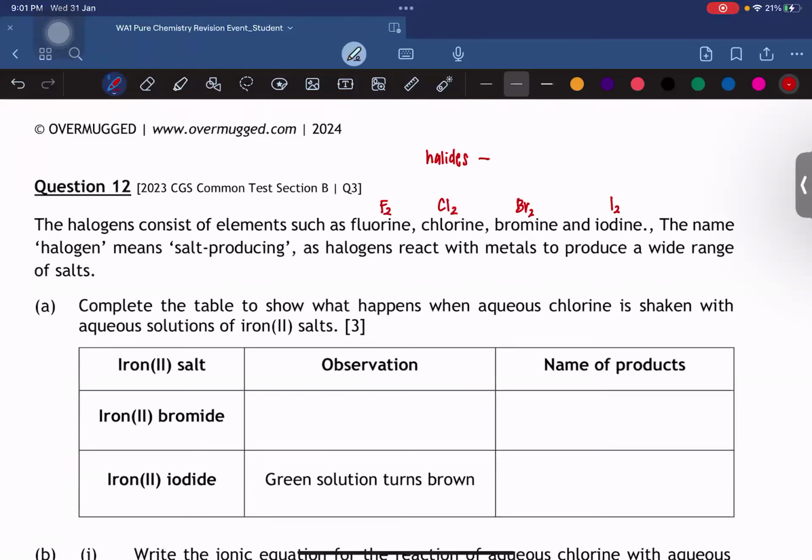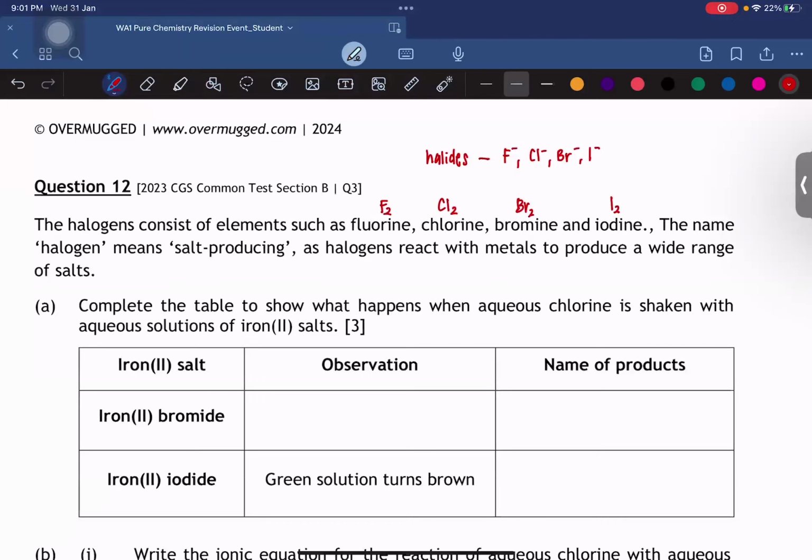Yes, halides are your ionic form. So fluoride, chloride, bromide, and iodide. Okay? Just so you guys know, no one on earth has yet been able to form a fluoride ion. That means no one has been able to separate the fluorine atom yet.